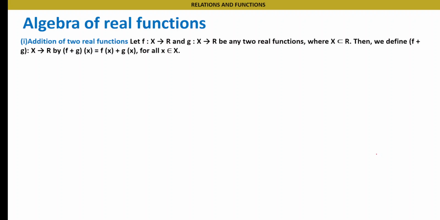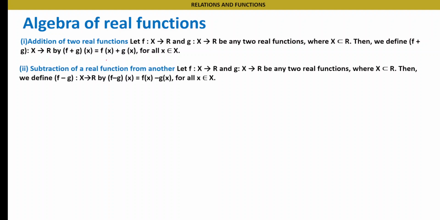Algebra of real functions. Addition of two real functions. Let f: X to R and g: X to R be any two real functions where X is a subset of R. Then we define f plus g: X to R by (f plus g)(x) equals f of x plus g of x for all x belonging to capital X. So here, when we are adding, (f plus g)(x) is nothing but f of x plus g of x. So this one is an addition of the two real functions.